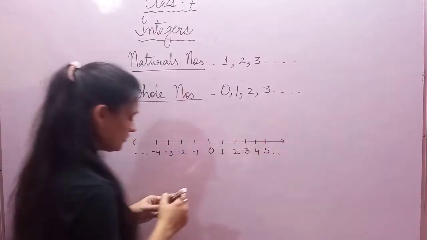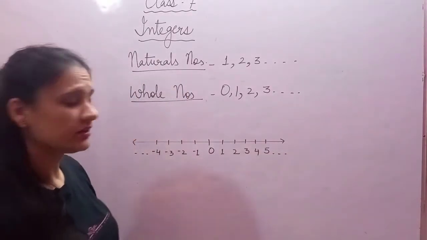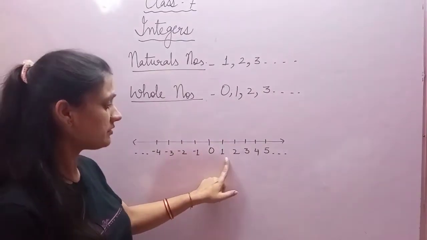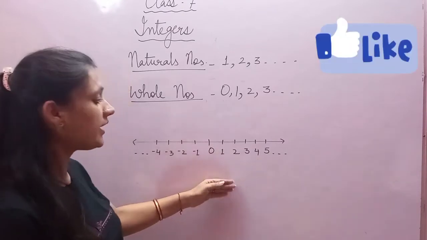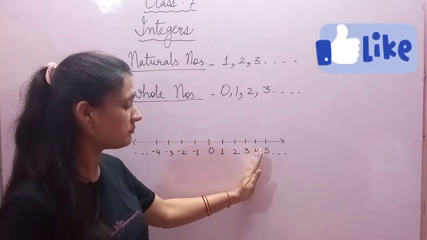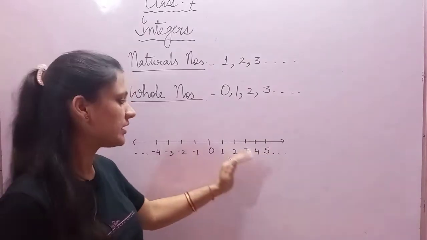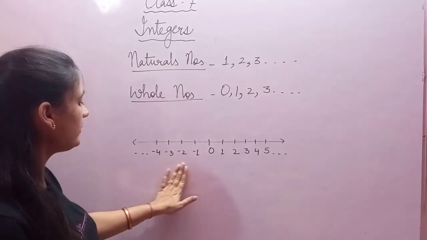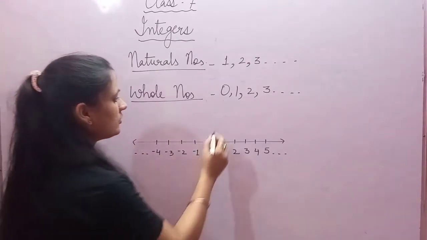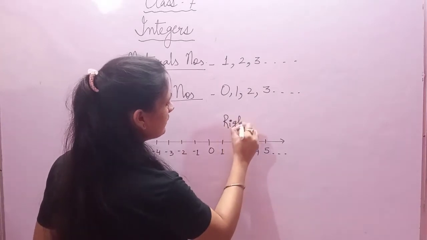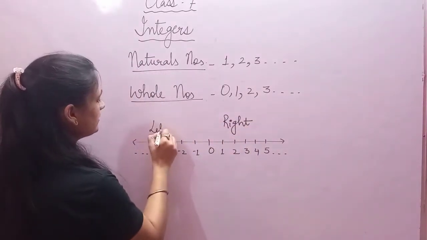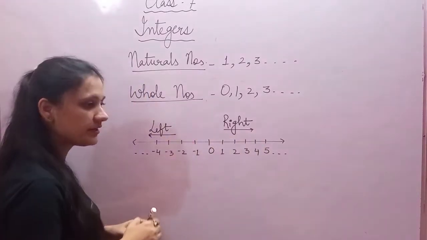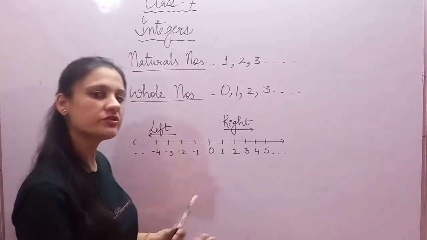So now what we can see here on the number line, whole numbers are there because 0 is there. Natural numbers are there because it starts from 1 also, and all these numbers are positive numbers. On the left hand side of the number line, all negative numbers are there, and on the right hand side, positive numbers, and between is 0 which is neutral.